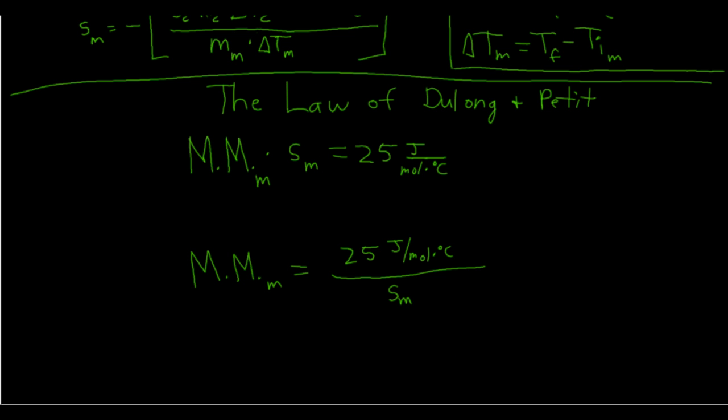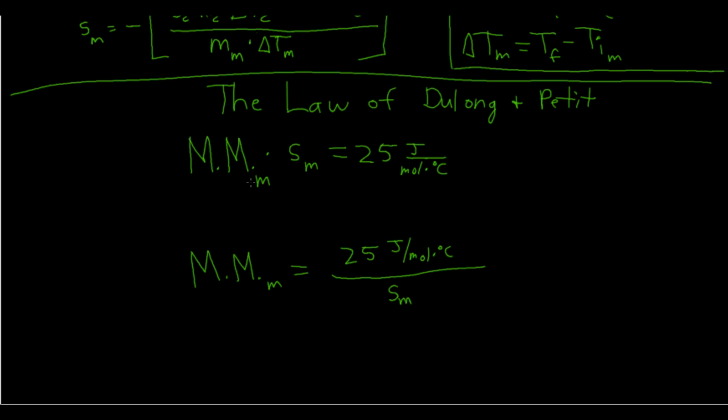Next, to find the molar mass and thus the identity of the metal, we use something called the law of Dulong and Petit. This is an empirical law. It's something that these guys noticed. They noticed that for metals, for the most part, if you take the molar mass of that metal, grams per mole, times the specific heat capacity of the metal in joules per gram degree Celsius, it is equal to 25.